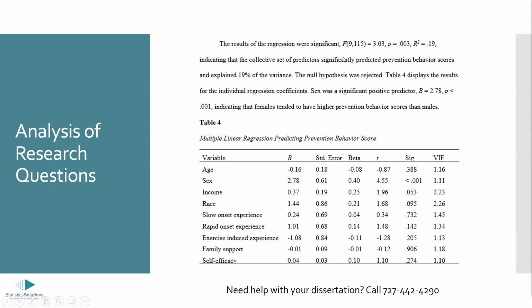And then if your regression is significant, you'll probably want to discuss the significance of the individual predictors in the regression. So you might present those in a table like we see here, and then discuss which predictors in the regression were significant. So in this case, we see that sex is a significant predictor of our criterion variable.